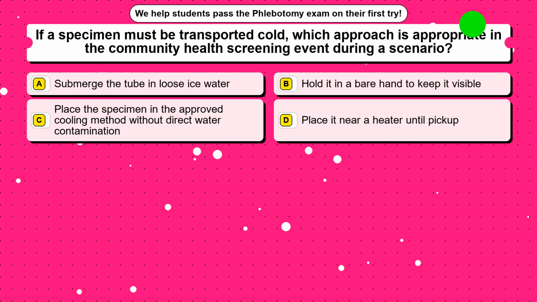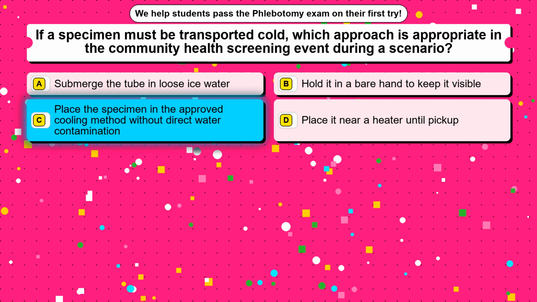Question 63. If a specimen must be transported cold, which approach is appropriate in the community health screening event during a scenario? Option A, submerge the tube in loose ice water. Option B, hold it in a bare hand to keep it visible. Option C, place the specimen in the approved cooling method without direct water contamination. Option D, place it near a heater until pickup. The correct answer is option C.